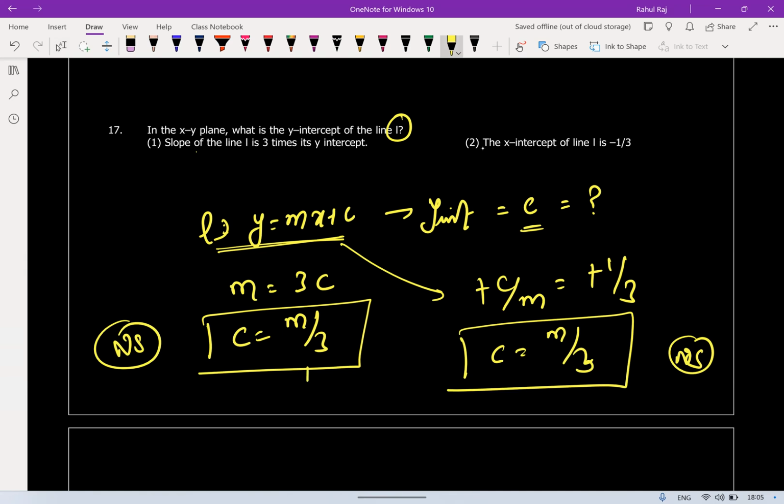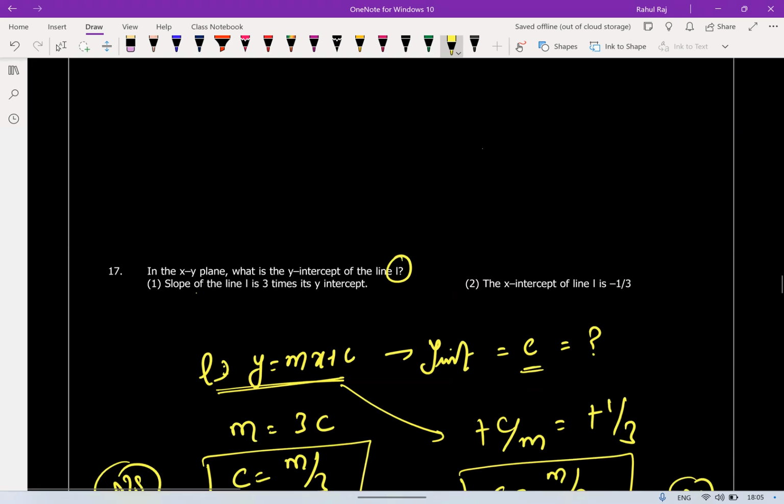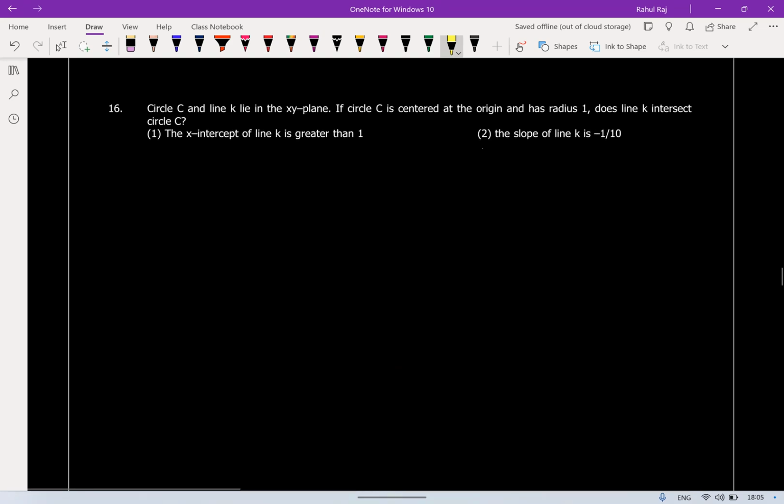And eventually, if you combine them, they are the same equation, right? So even if you combine them, you can't do anything. Am I right? Any problem? Question number 16, please.